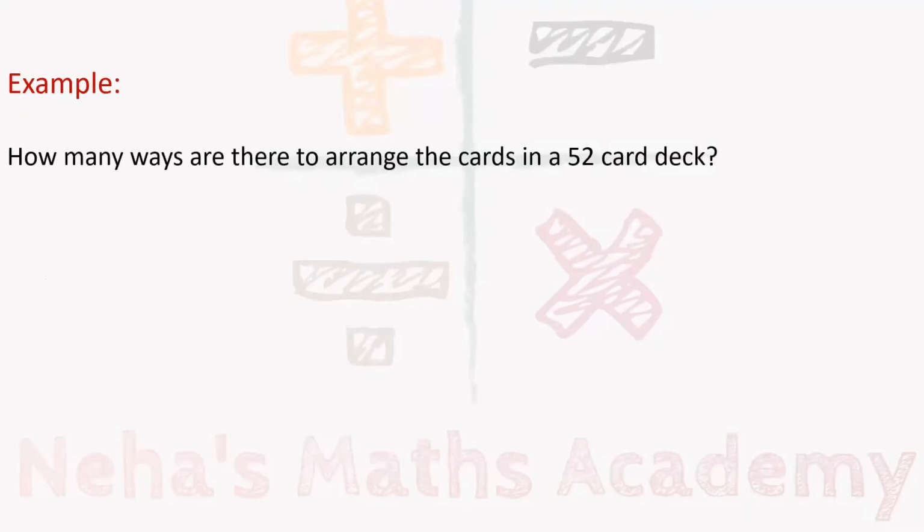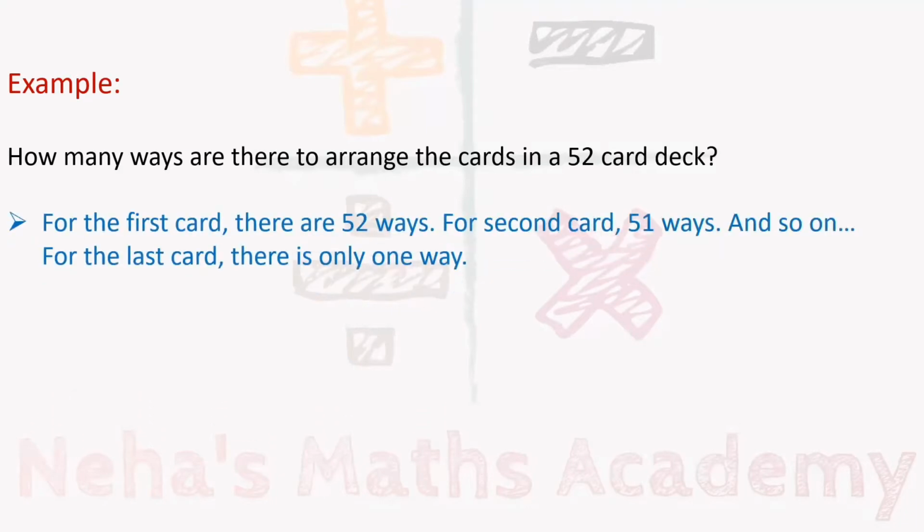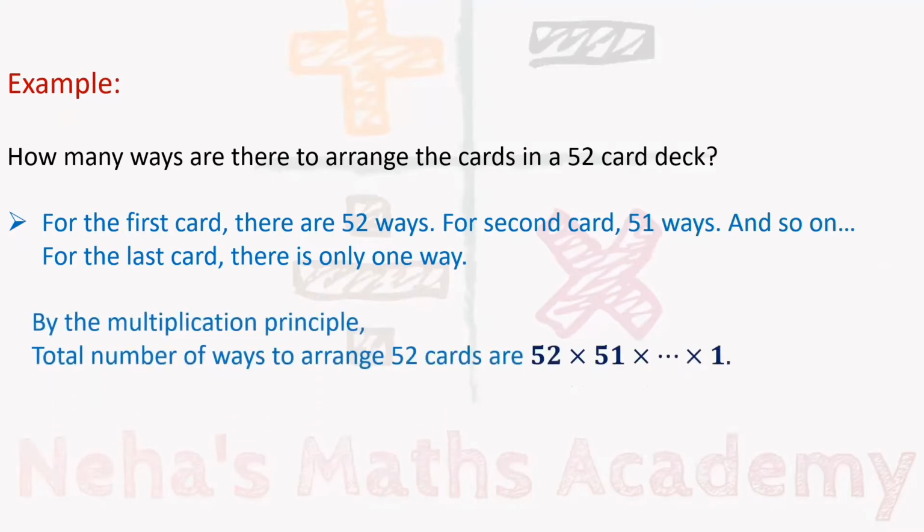How many ways are there to arrange the cards in a 52 card deck? For the first card, there are 52 choices. For the second, 51, and so on. And for the last, there is only one way. So, by the multiplication principle, total number of ways to arrange 52 cards is 52 into 51 into 50 up to 1, that is 52 factorial. Or just use the first point that we have seen, arrangement of n distinct objects. So here 52 distinct objects are there. So number of ways of arrangement is 52 factorial.